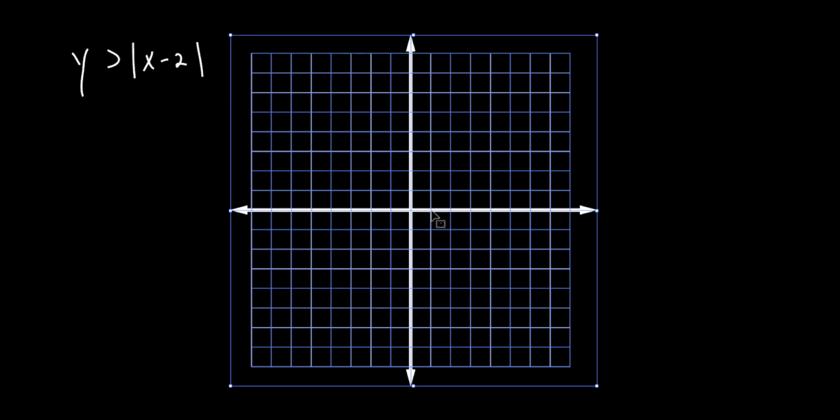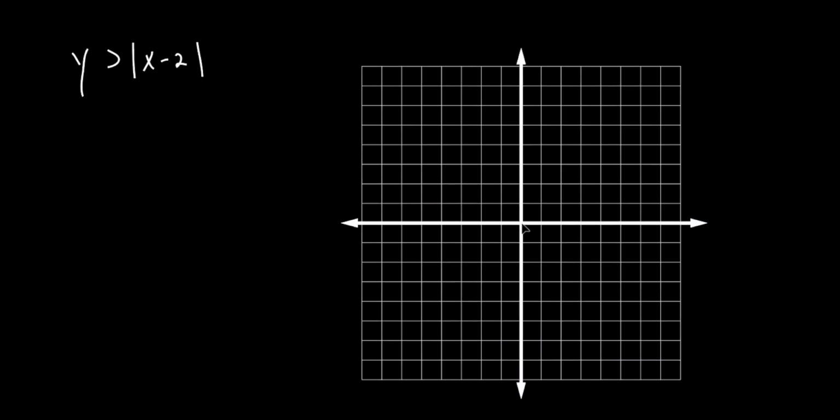What if you had an absolute value? So y is greater than absolute value of x minus 2. Now, it says greater than. It doesn't say or equal to. So what kind of lines are we going to have here?